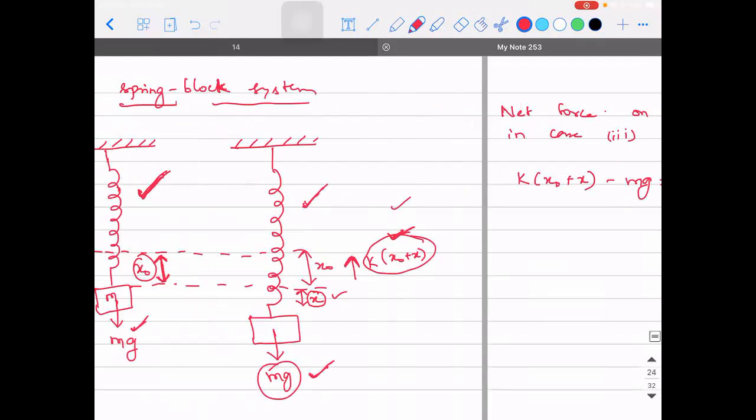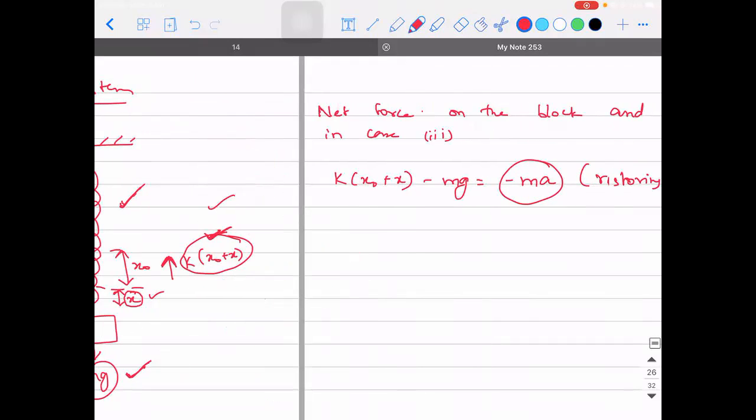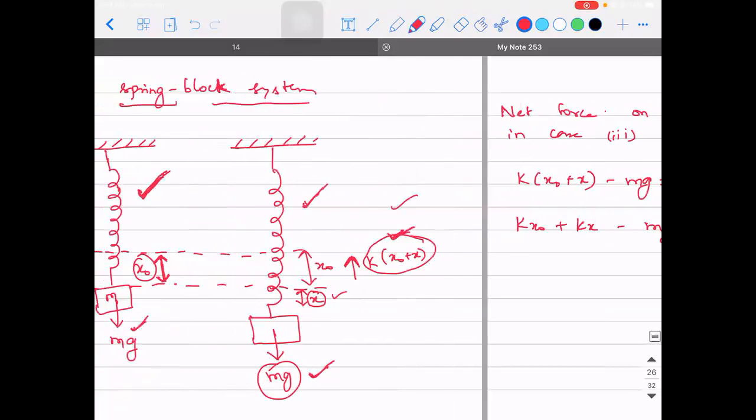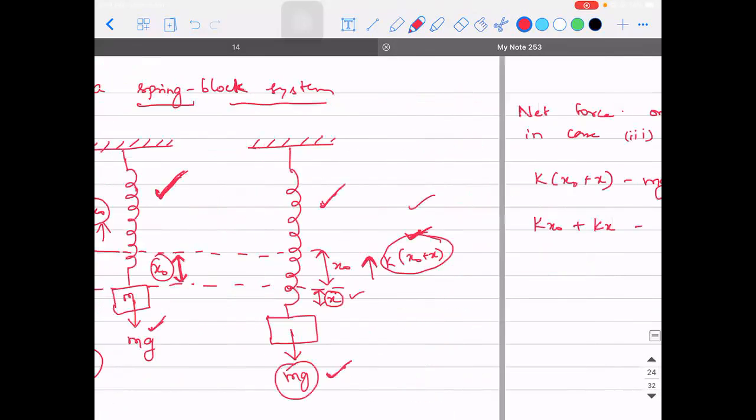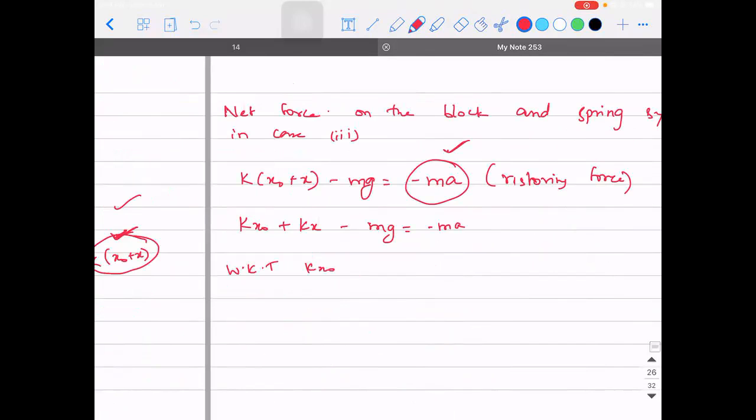Try to understand, guys. K into x naught plus x is acting in the upward direction, mg is acting in the downward direction. Acceleration will take place towards the mean position. So since it's a restoring force, I added a minus sign. So when I expand it, kx naught plus kx minus mg is equal to minus ma. But what is the value of kx naught mathematically equal to? We know that kx naught is mg. Which implies kx naught and mg will get cancelled. Kx will be equal to minus ma, which implies a is equal to how much, guys? Minus k divided by m.